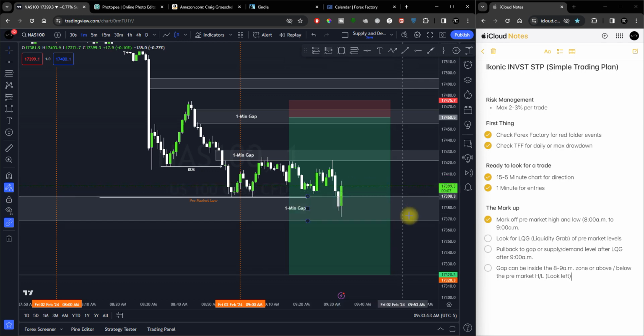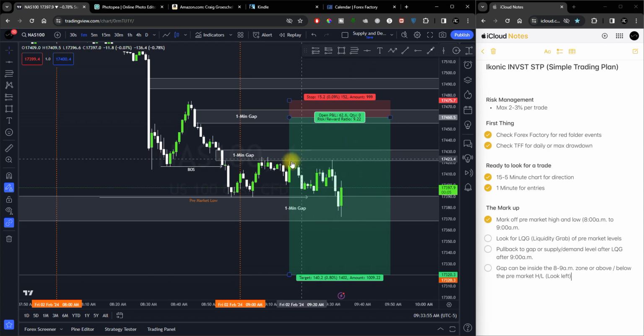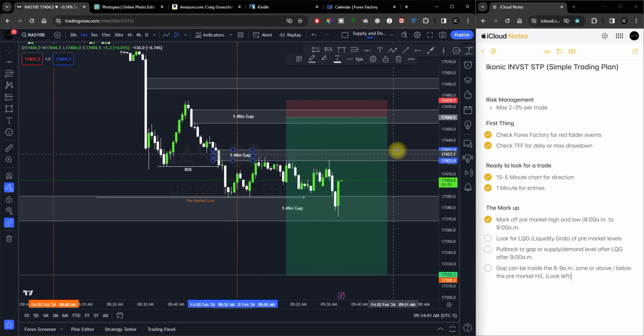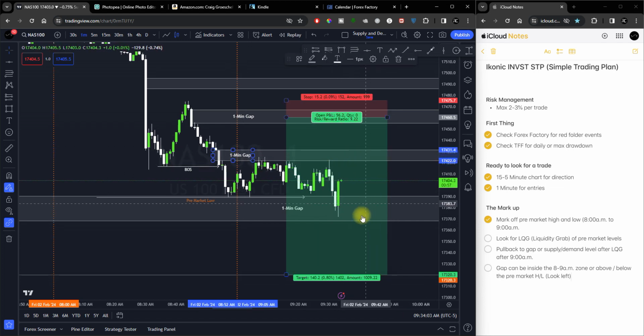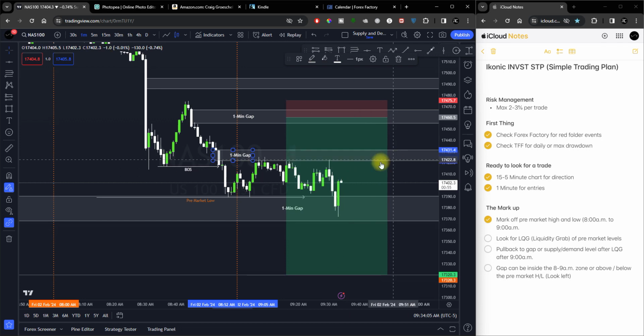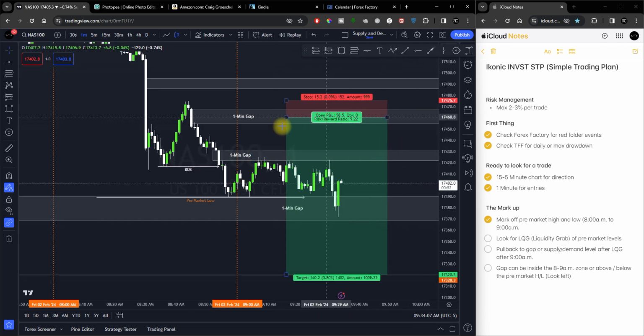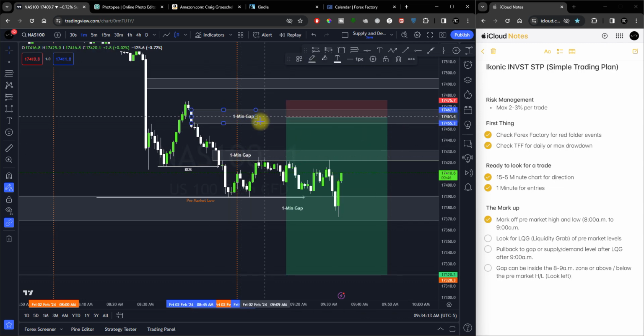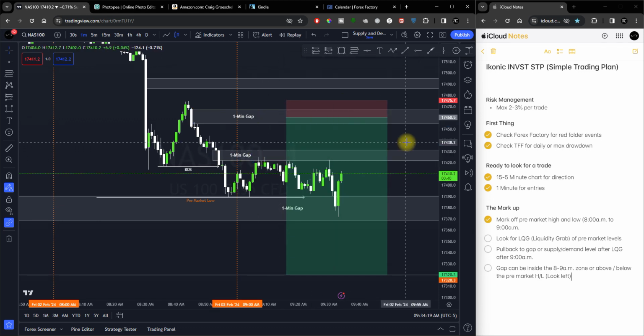Okay, if we get a rejection inside of this gap right here, then we could possibly look to sell. So again, I don't know what's gonna happen. All I know is that these are the levels. This is the level that I would like to take a trade from. But if this level looks like it's holding up since the market opened, then it's a possibility I might get in.